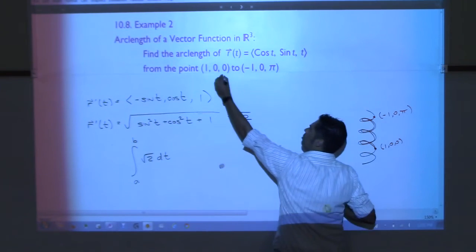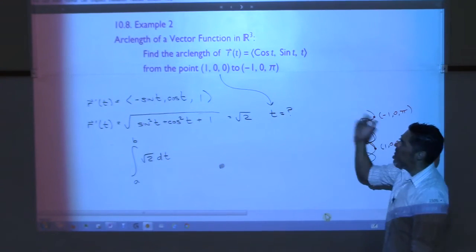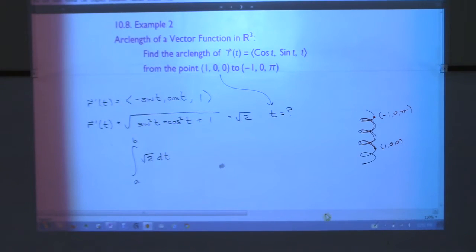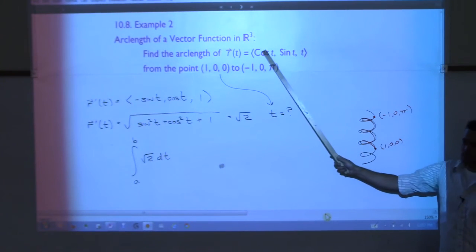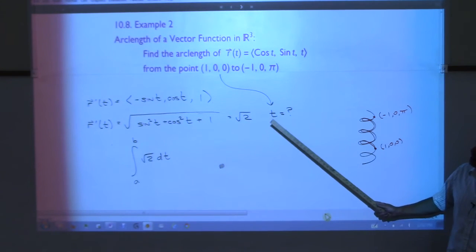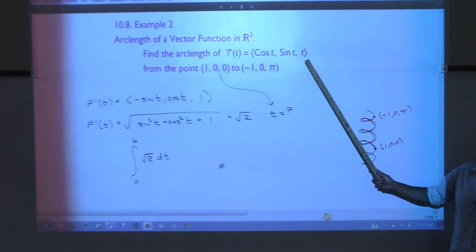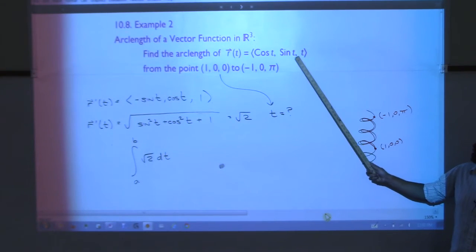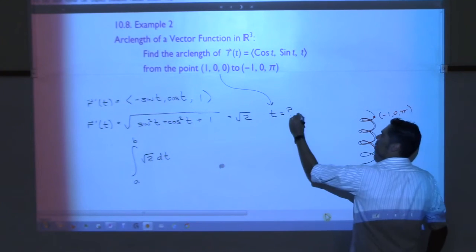So ask yourself this question: what t do I plug in to get (1, 0, 0)? All you have to do is look back at the original vector function and try to do this little mental exercise. What t would make this 1, this 0, and this 0 all simultaneously? It's pretty obvious because this is t, so I have to make that 0, so t has to be 0. Let's just check. Sine of 0 is 0, cosine of 0 is 1.